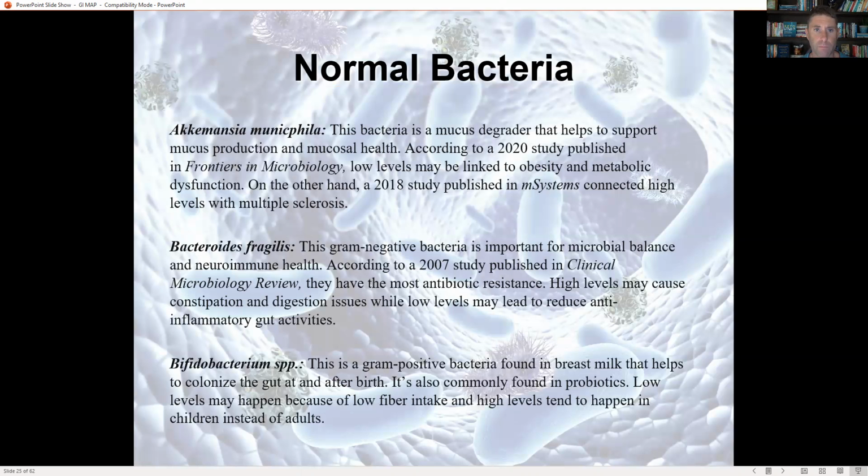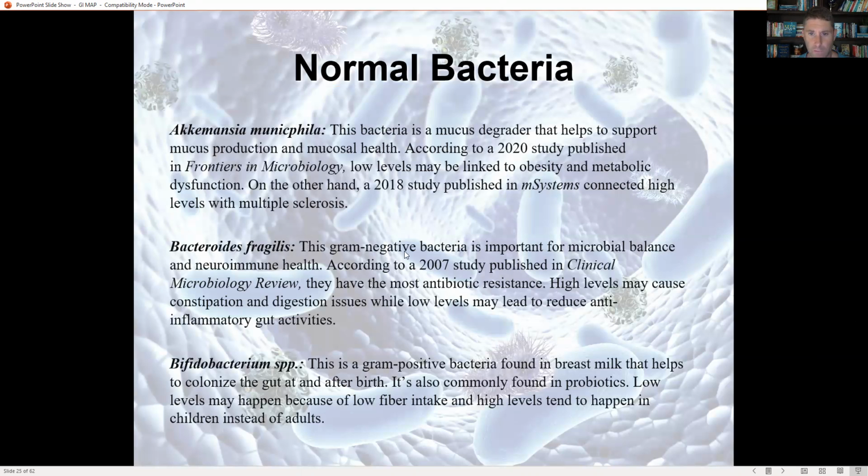That's spelled wrong on the slide. It should be muciniphila. But anyways, it's a normal, healthy bacteria. Intermittent fasting really helps with boosting up Akkermansia muciniphila.